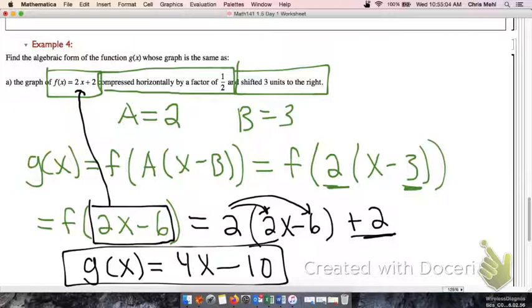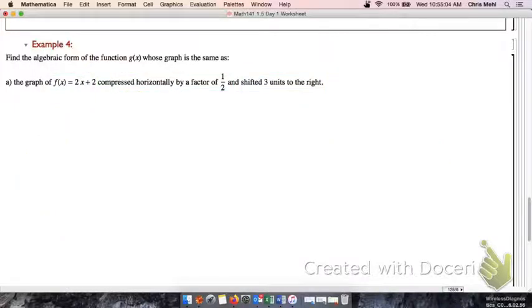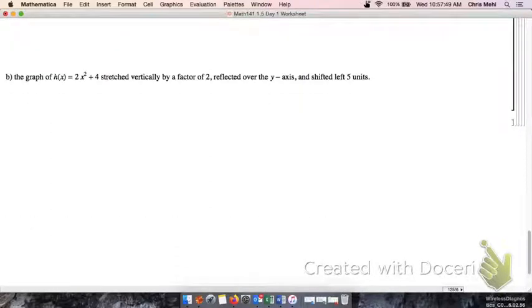Okay, so now for part B. Alright, so this time we're going to find the algebraic form of a function g of x, whose graph is the graph of h of x. Okay, now first it's going to be stretched vertically by a factor of 2, reflected over the y-axis, and shifted 5 units left.